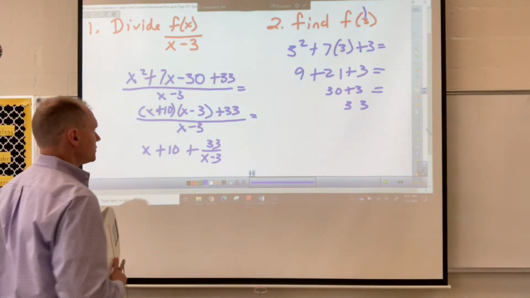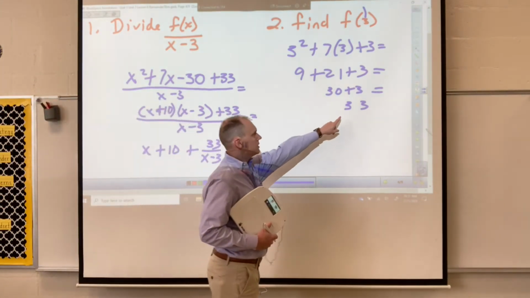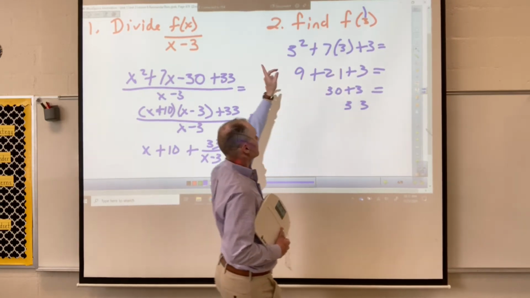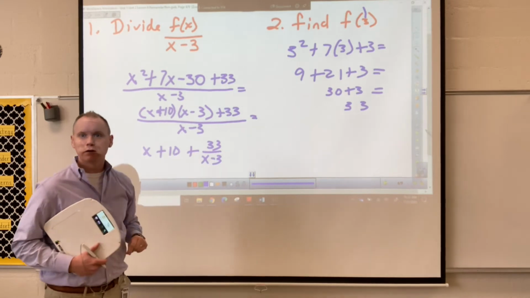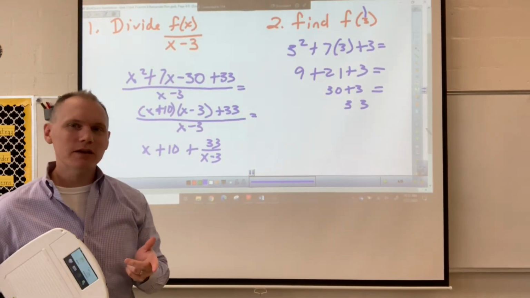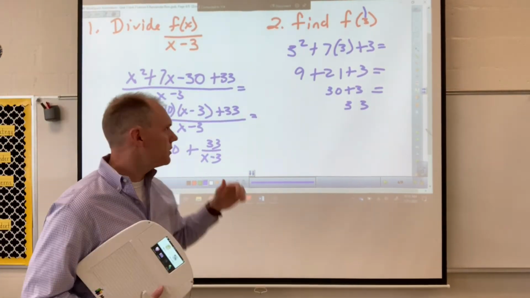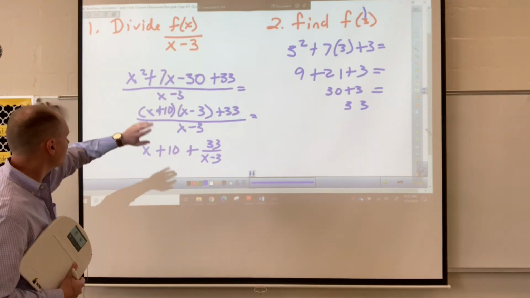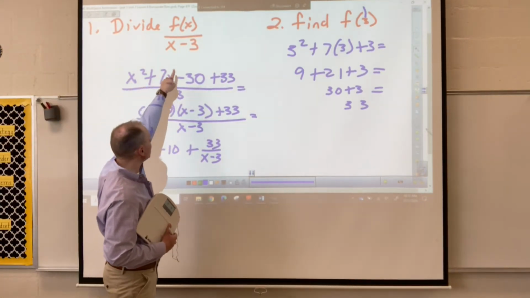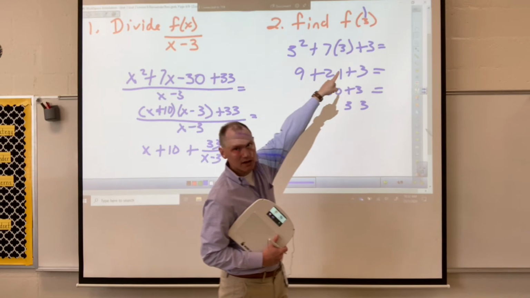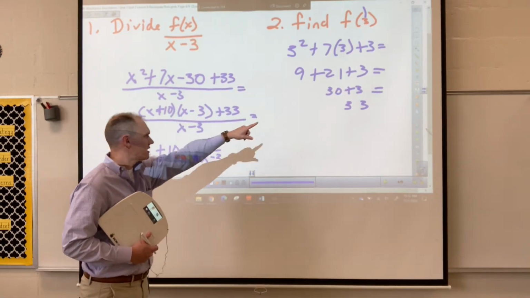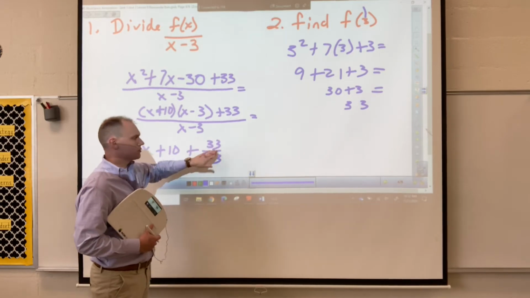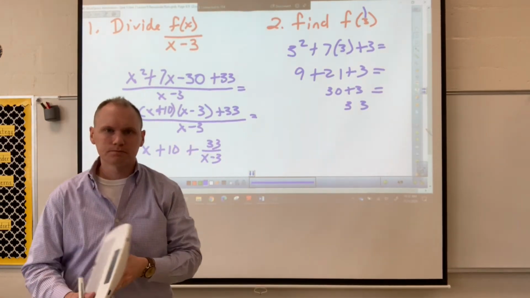Hopefully, you see that 33 was the result of putting in 3 into the function, and then we see 33 over here. So let's see if that continues. Again, take a mental picture of what we have here. We're dividing by x minus 3, but we put 3 into the function. So keep note of that. But the result was the same. 33 over there, and then we had a remainder of 33 over here.